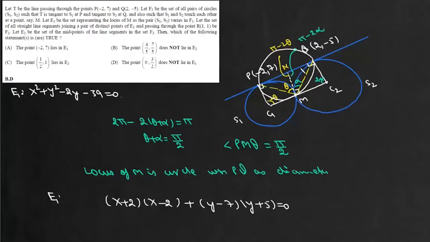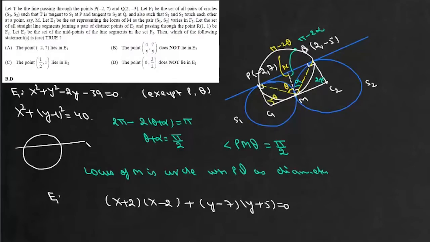So this M cannot take these 2 points P and Q, so we have to exclude these 2 points. So this is the locus of this point M. And basically we can write this as x square plus y minus 1 whole square equals 40. Now it says we have this circle and E2 is the set of midpoints of this chord. So E2 is the set of midpoints of the chords which pass through this point 1, 1.